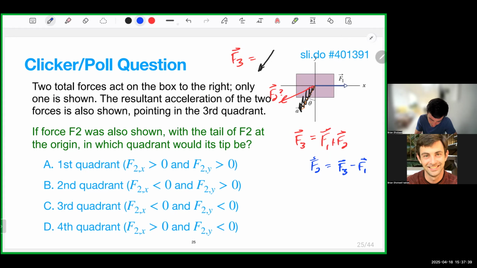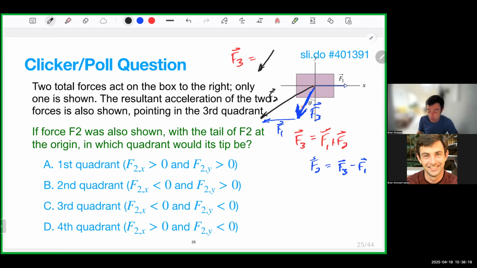So if we took this downward acceleration, we want to be careful because we're plotting an actual force, not an acceleration. We're plotting the net force. This is going to be F3. It's going to point in the same direction, but we don't know the magnitude of it. So F3 points that way, and then we're going to add together negative F1, right? Subtracting a vector is the same thing as adding the negative of the vector. So F1 is pointing to the right, negative F1 points to the left. F3 plus negative F1 is going to point in the direction of F2. So actually that picture was roughly right. F2 is going to point somewhere in this direction.